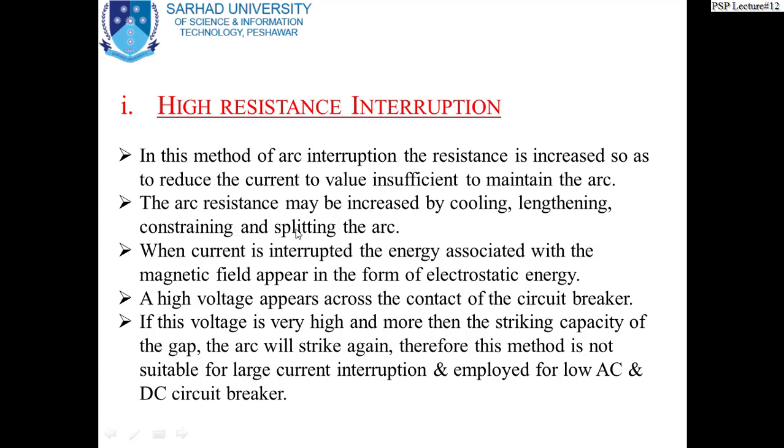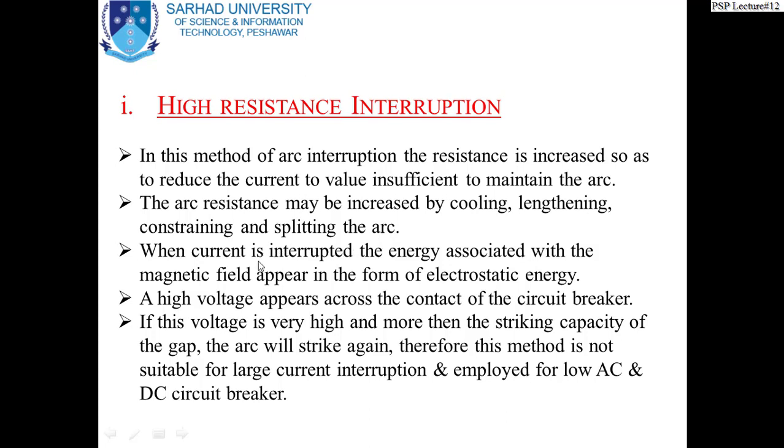And splitting the arc. Splitting is also a method, and it also increases the length of the arc. So these are the methods, and you know very well from normal theory that whenever resistance increases, the current reduces. Resistance increases because of these effects: constraining, splitting, cooling, lengthening. All these effects increase the resistance of the arc path.